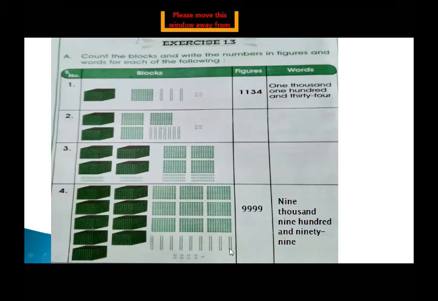How many columns of tens are given here? 9. So you will write 9. And how many single boxes are given here that represent units? 9. So your figure is 9999. In words, you will write 9999.